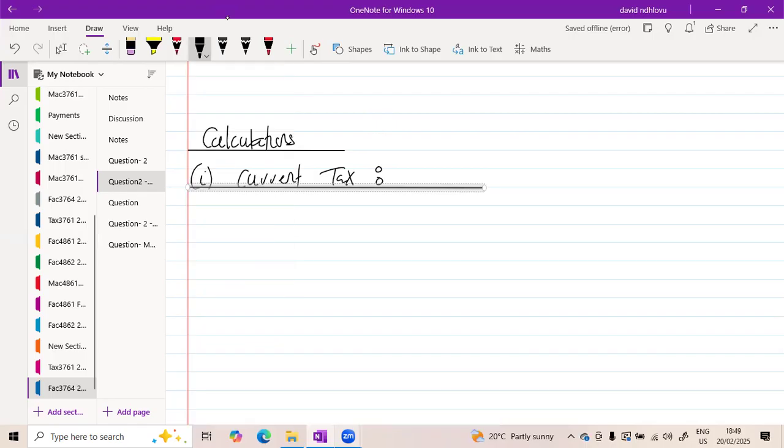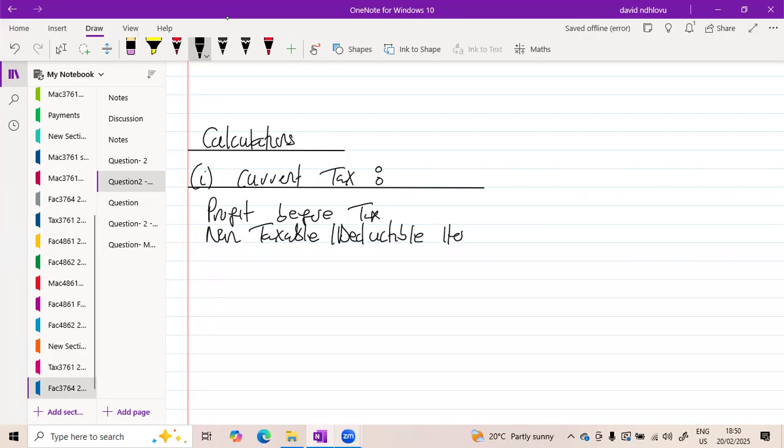Right, no one has been revising. As usual, we start with profit before tax amount. Right, and then from there, we bring in what we call non-taxable, or deductible items. You can also just say exempt items here. Again, you'll be correct.